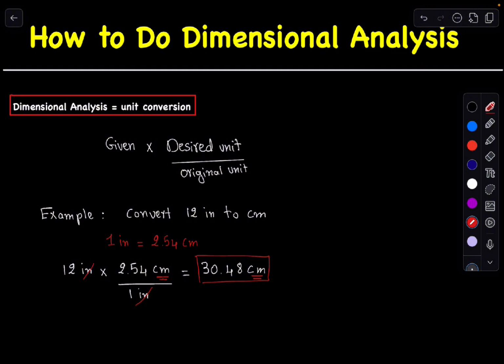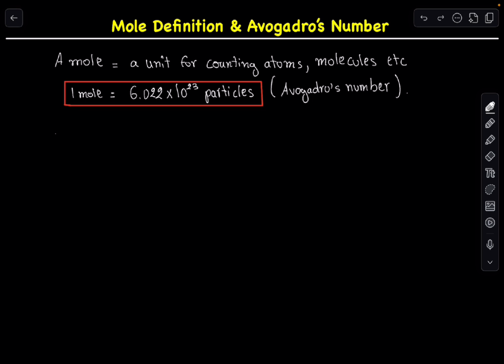So now we just used dimensional analysis to convert from inches to centimeters using a conversion factor of 1 inch equals 2.54 centimeters. Let's relate this to chemistry even more.